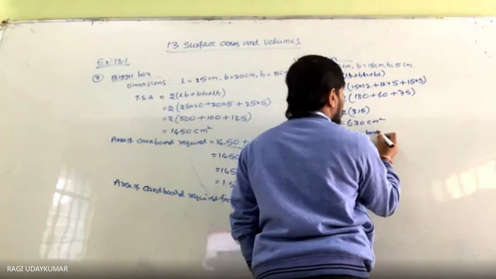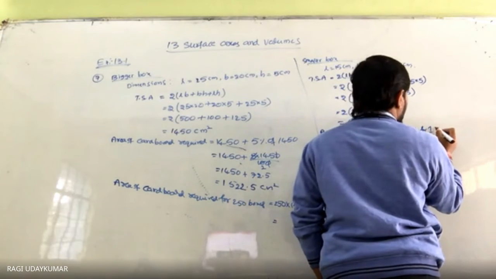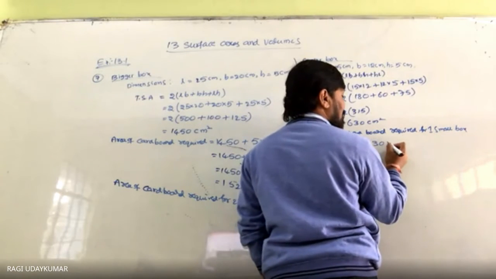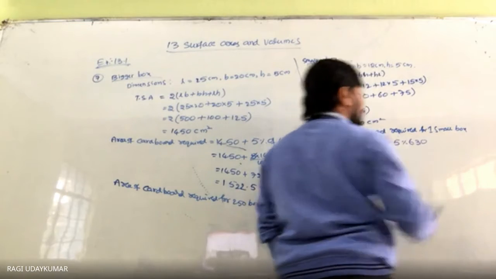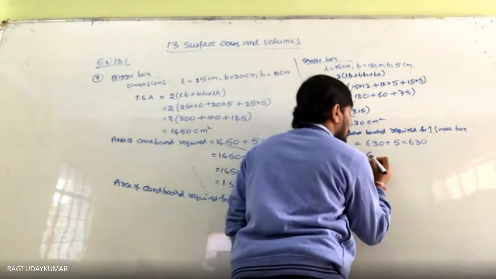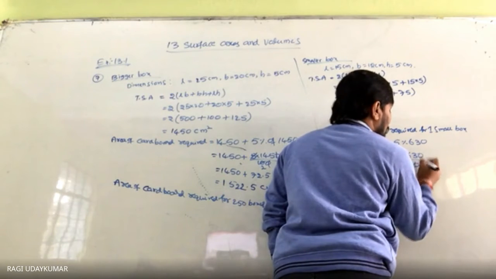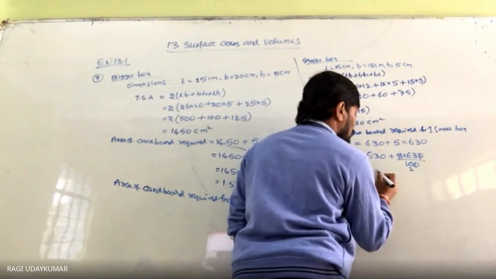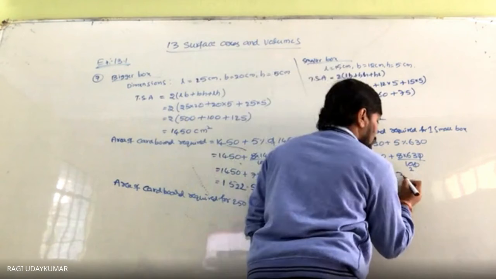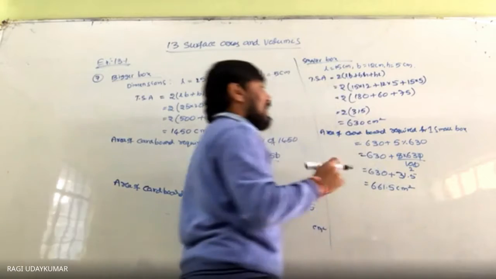So the area of cardboard required for one small box is 630 plus 5% of 630. 5% of 630, what do you get here? 630 plus 5 into 630 by 100. The 0s get cancelled, 5 into 63 by 2, which is equal to 630 plus 31.5. So this is equal to 661.5 centimeters square. This is the area of the one cardboard.